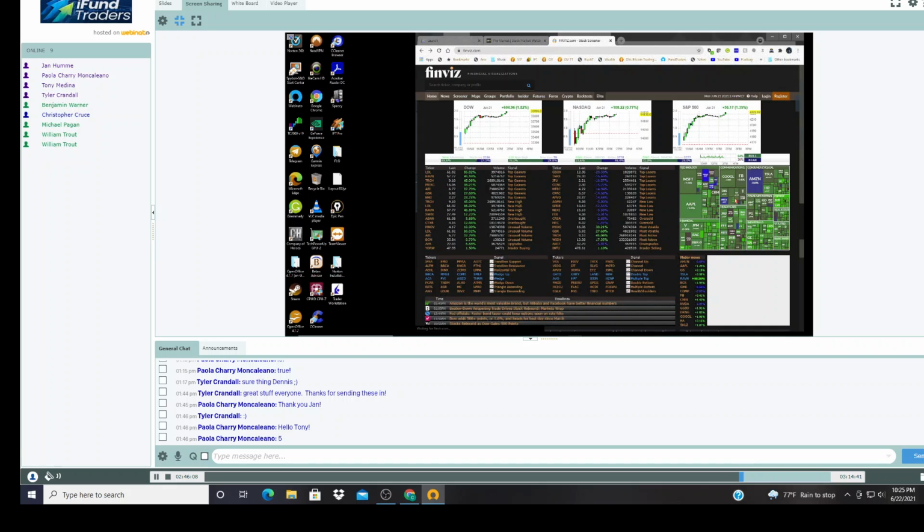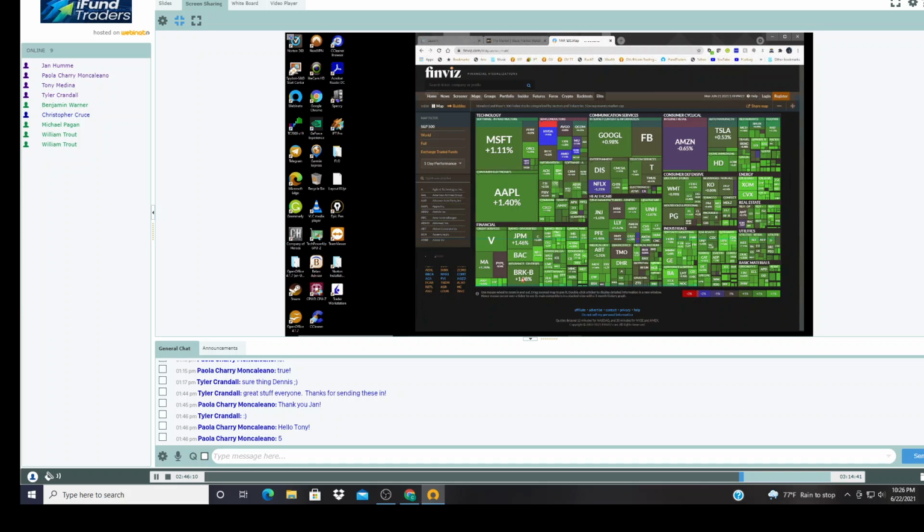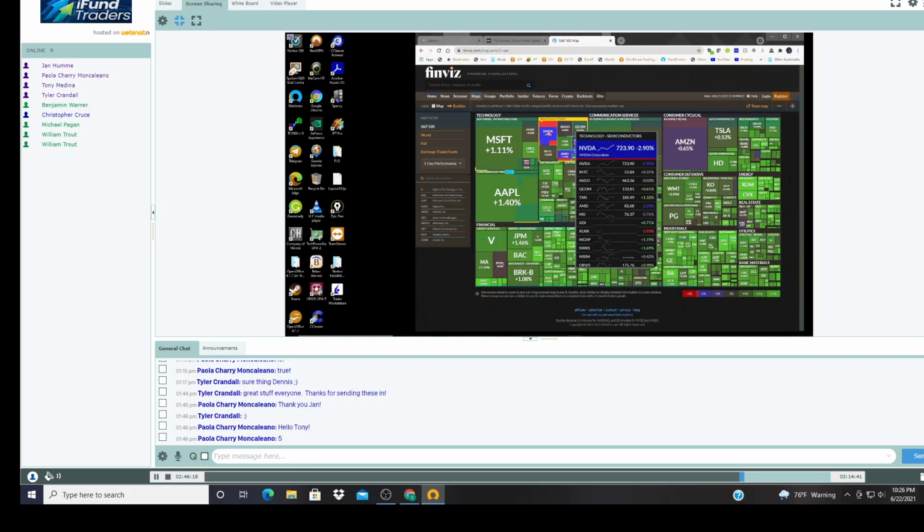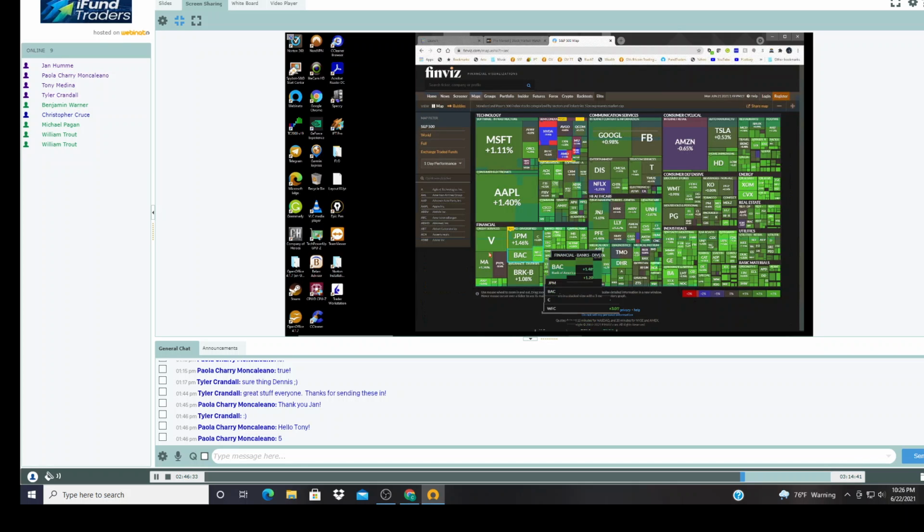But first, let's look at the heat map here. Lots of green everywhere. Technology's up. All except for my favorite stock, NVIDIA, is down today, almost 3%. That's not good. But it's had such a nice run up that it's okay to have a little pullback. Apple's up, finances are up, banks are up. Look at that. Everything's up.